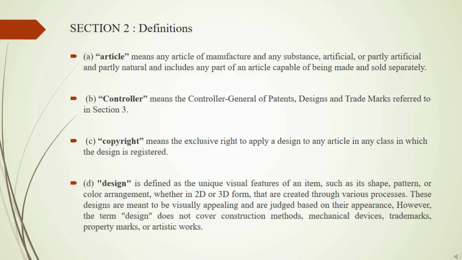So, according to section 2A article, this means any manufactured item or substance, whether fully man-made, partially man-made or partially natural. It also includes any part of an item that can be made or sold on its own. Section 2B Controller. This refers to the Controller General of Patents, Designs and Trademarks as mentioned in section number 3.